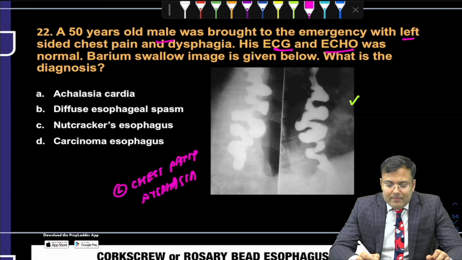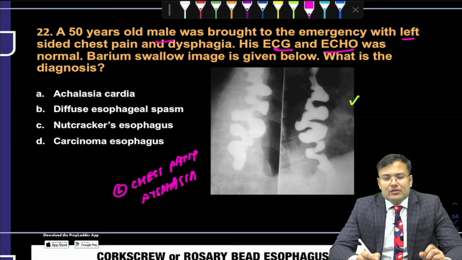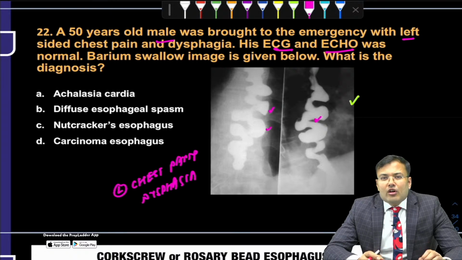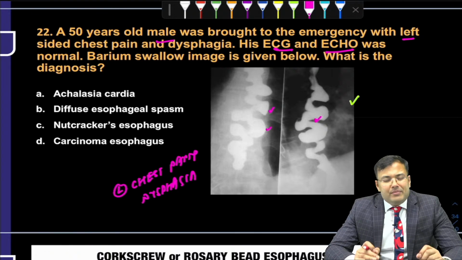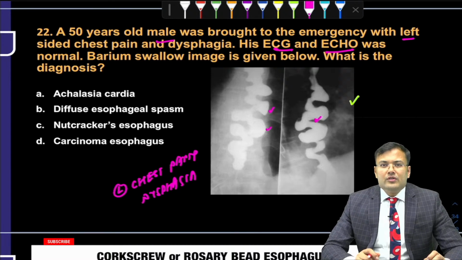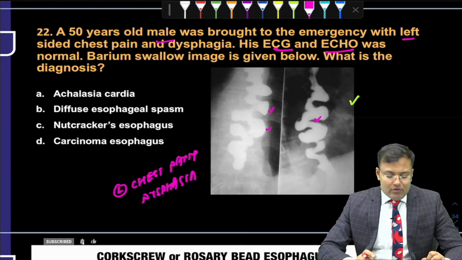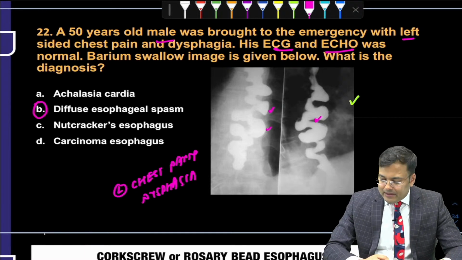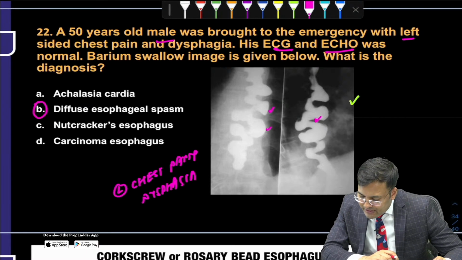A barium swallow image is given below. What's the diagnosis? All of you know what this appearance is. This is known as corkscrew or rosary bead esophagus or pseudodiverticular appearance. So what is the correct answer? Diffuse esophageal spasm.